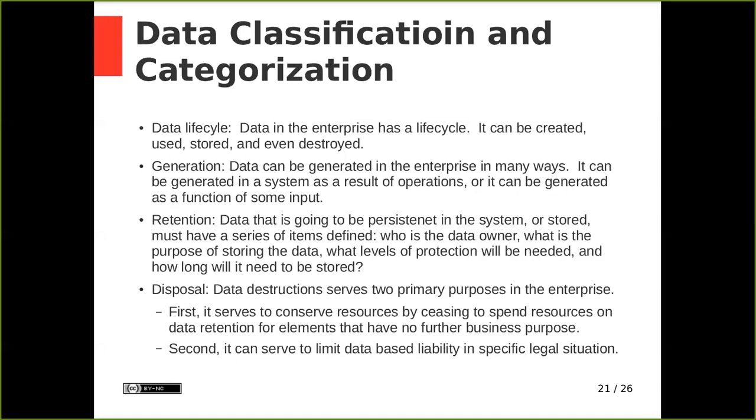Retention. Data that is going to be persistent in the system or stored must have a series of elements defined. Who is the data owner? What is the purpose of storing the data? What levels of protection will be needed? The levels of protection needed will, of course, be based upon the data classification and the requirements tied to that classification, and then how long it will need to be stored. Again, that is going to tie back to the requirement. So if it's high level data, then there will be particular requirements that say, hey, maybe this data needs to be stored for 3 years. Then that data needs to be retained for 3 years, and after 3 years it can be destroyed or turned over to the organization responsible for that particular type of data.